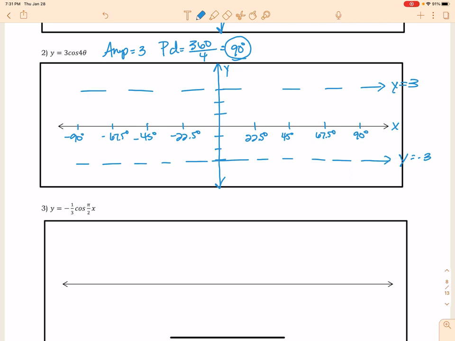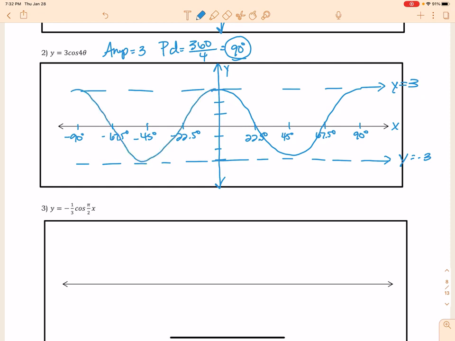Okay, so now we're going to have to graph again our cosine function. And since we don't have a reflection or anything, it's going to look exactly like the last question. Pretty.